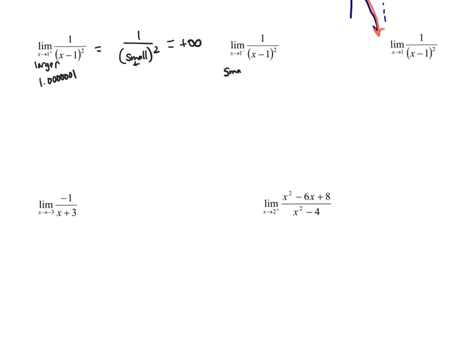Now the left hand is a little different in this case because this is going to be smaller, 0.99999, something just to the left of 1. But when I subtract it, I'm going to get 1 over a negative small number. But when I square a negative small number, it becomes positive. So this is also positive infinity. Because whenever you square a negative, it becomes positive. So the negative in the bottom with the small goes away. And now these both go to the same spot, so the limit is just infinity.